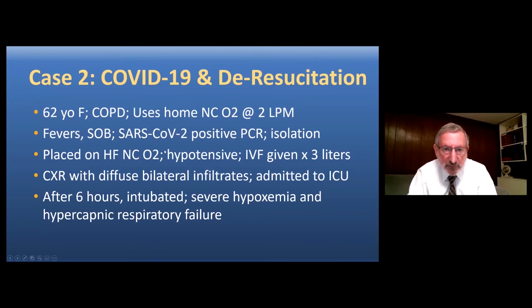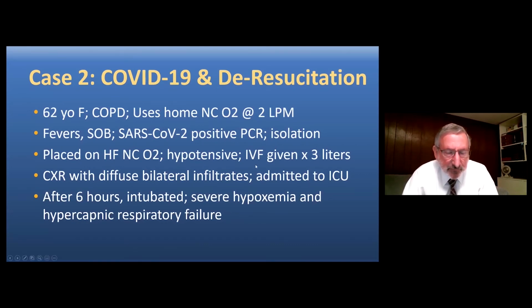IV fluids were given empirically. I loved Kathy's comment of the dartboard. Take your dart, throw it at the board, see what you might hit. Fluids? Yeah. Pressors? Yeah. Inotropes? Yeah. And with 3 liters given, a chest x-ray was done, and now the patient, with no doubt, had diffuse bilateral infiltrates.